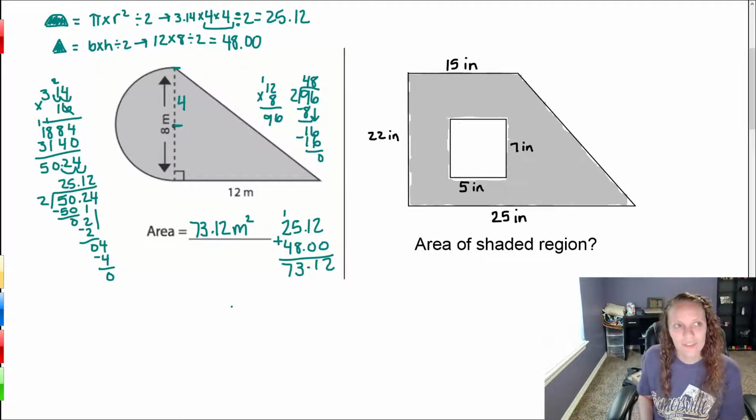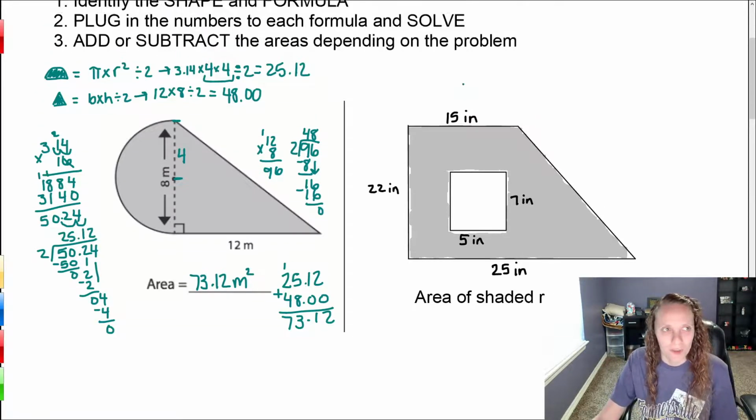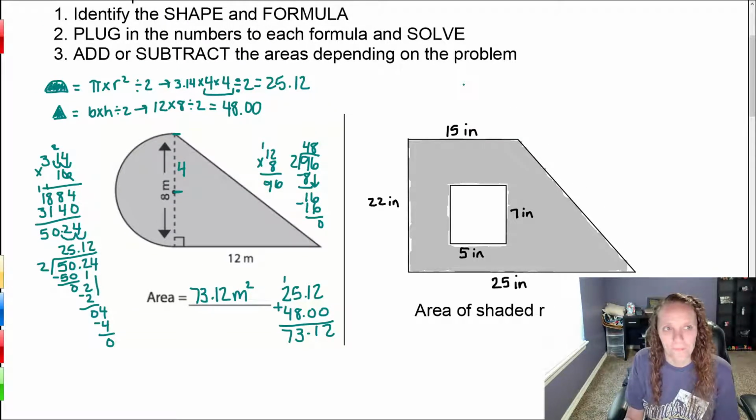Okay, so again, we figure out which formulas we are using, we plug in the numbers to solve, and then if we're trying to find the area of the whole picture, we add them together. Now, let's look at this next one on the other side. So we're going to do the same process for it. Let's first decide what shapes we are even looking at.